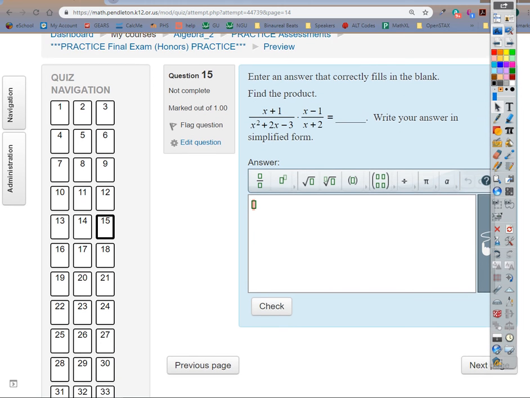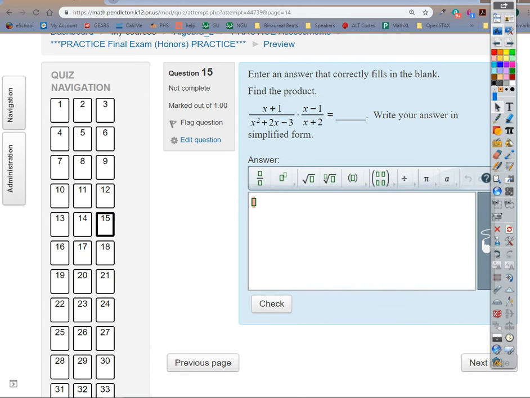Okay, same thing, they want you to write your answer in simplified form. We're going to find the product. This is stuff you get, it is right up your alley, right? This is easier than most of the stuff you did in that chapter. So we're just going to factor top and bottom, right?